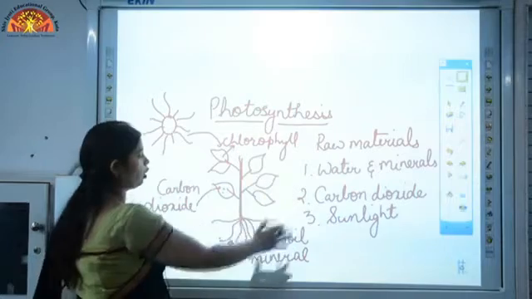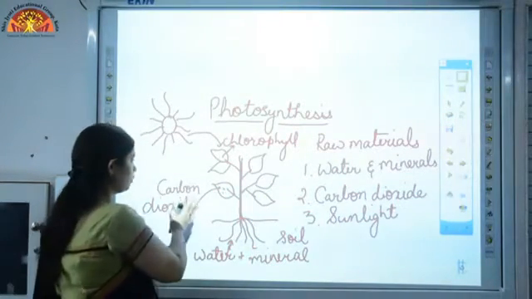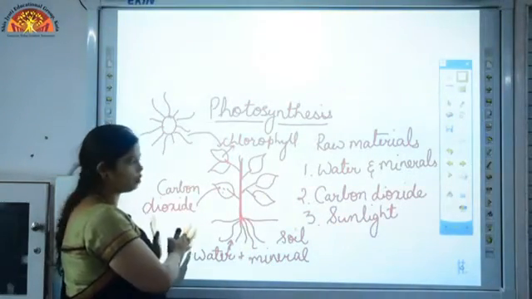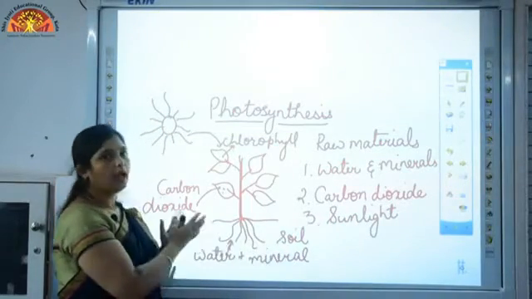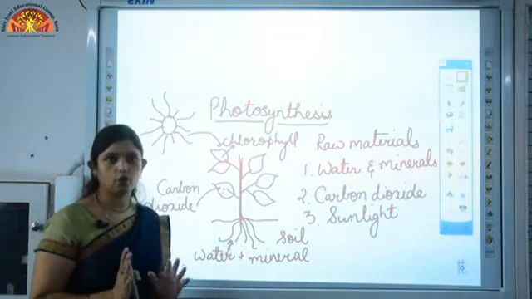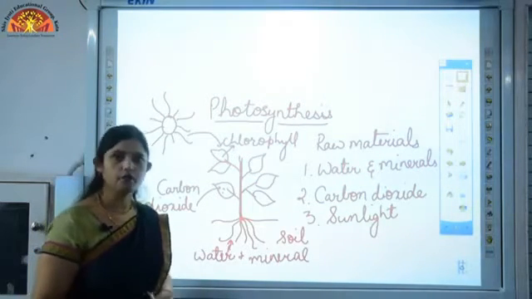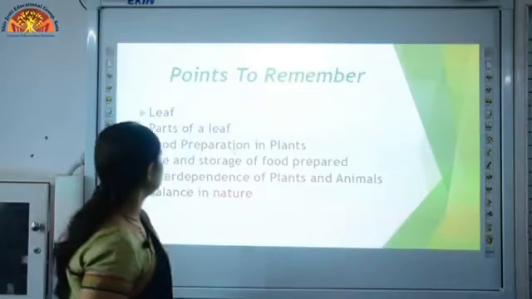So this is the overall process of photosynthesis, in which plants take carbon dioxide from the air through the stomata, they take water and minerals from the soil through their roots, and they take sunlight which they absorb with the help of chlorophyll. So this is all about the process of photosynthesis. This way food is prepared by the plants.